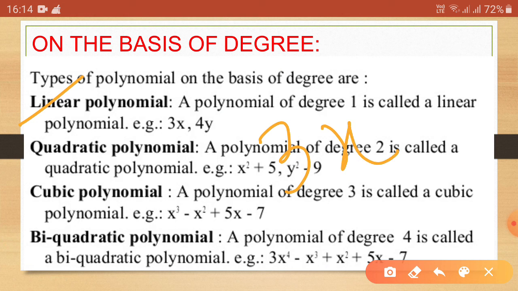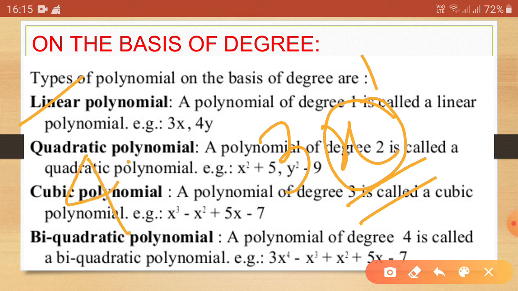Okay, so what is the degree of this polynomial? The degree of the polynomial means the exponent of the variable. Here x is the variable, and no other variable is present. So what is the power? 1. So if the degree of a polynomial is 1, then it is known as the linear polynomial. Here the exponent is 1 for variable x, so it is known as the linear polynomial.